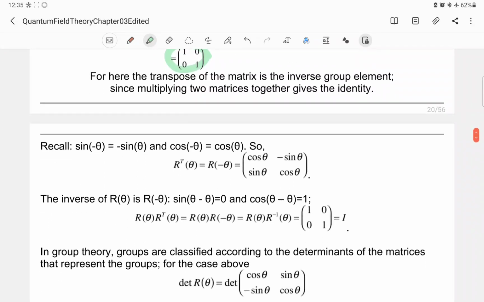So if you recall, sine of negative theta is just equal to negative sine theta, and cosine of negative theta is just equal to cosine theta. So your transpose is just equal to r of negative theta. In that case, that is the inverse. So that should be equal to the identity matrix.